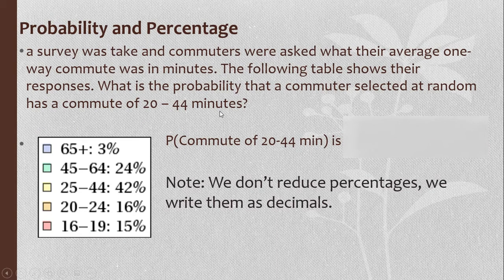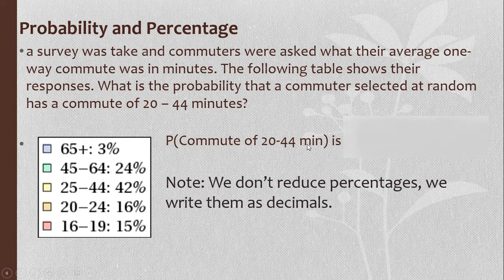Probability and percentage. We talked about this a little bit. A survey was taken and commuters were asked what their average one-way commute time was in minutes. The following table shows their responses. What is the probability that a commuter selected at random has a commute of 20 to 44 minutes?